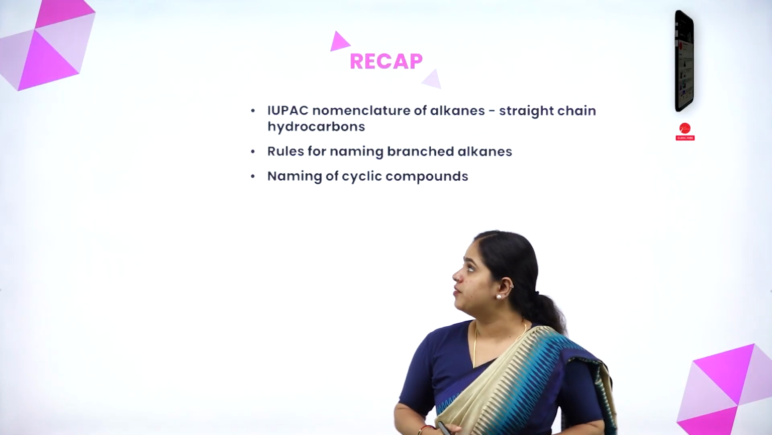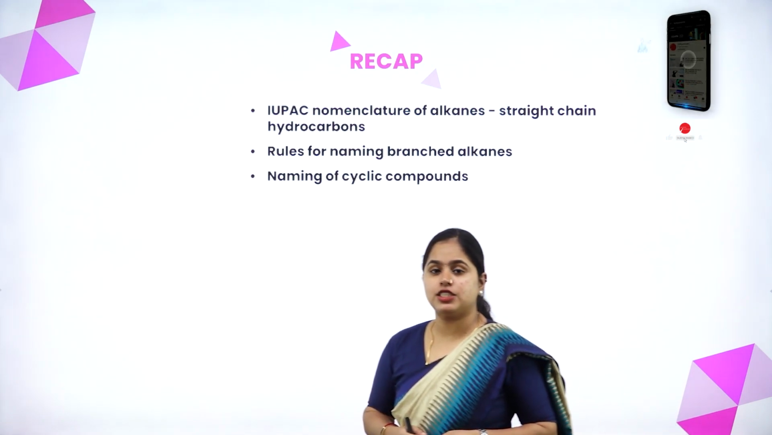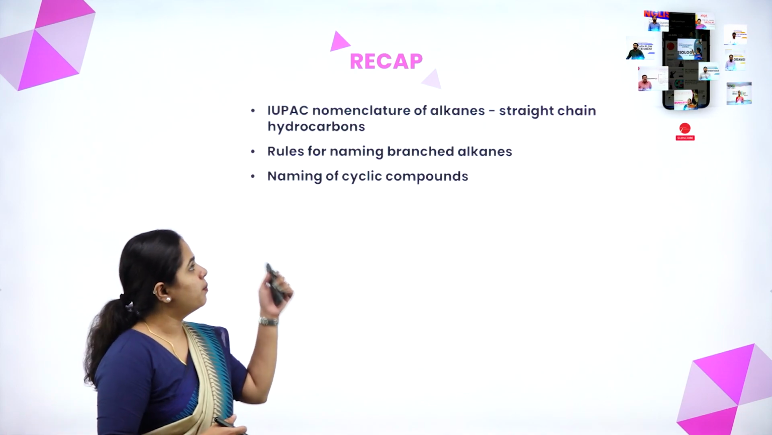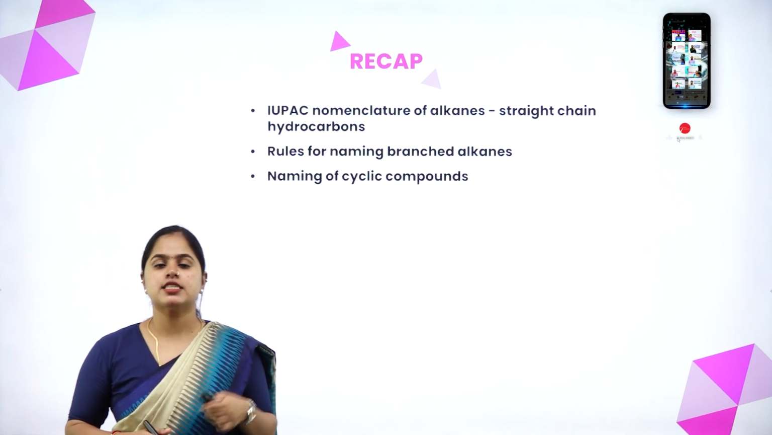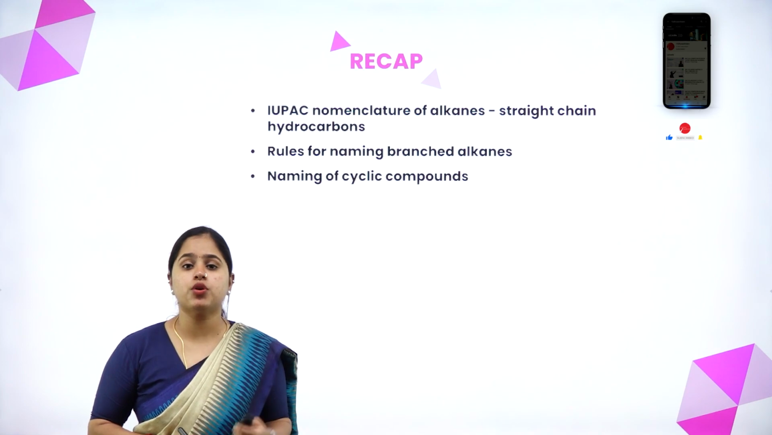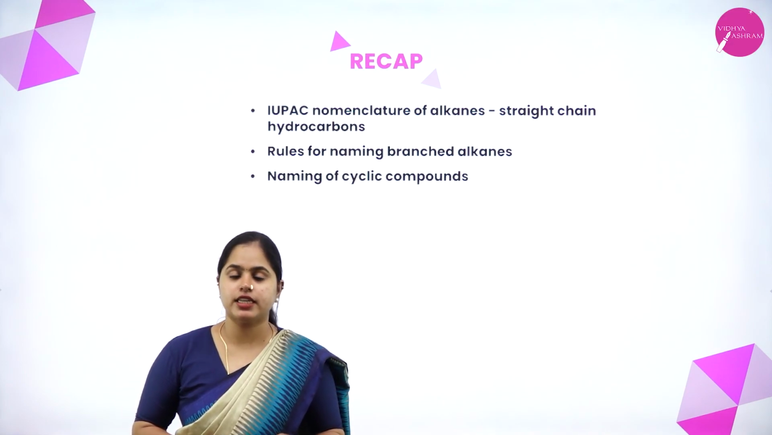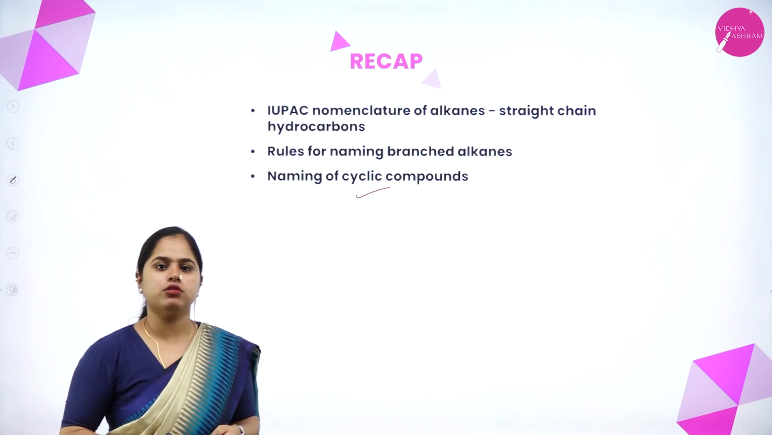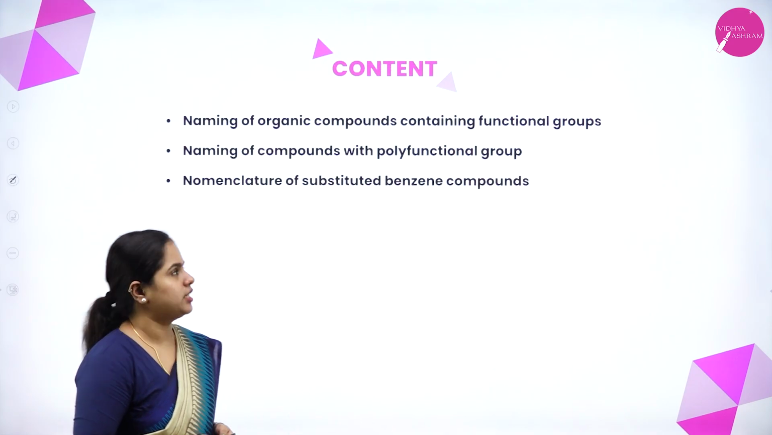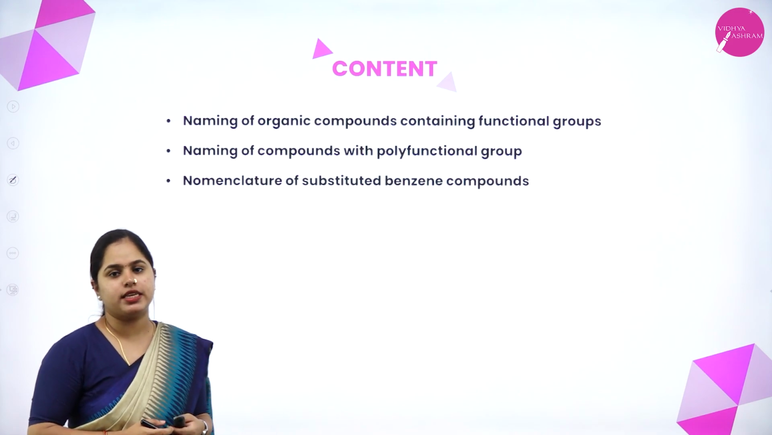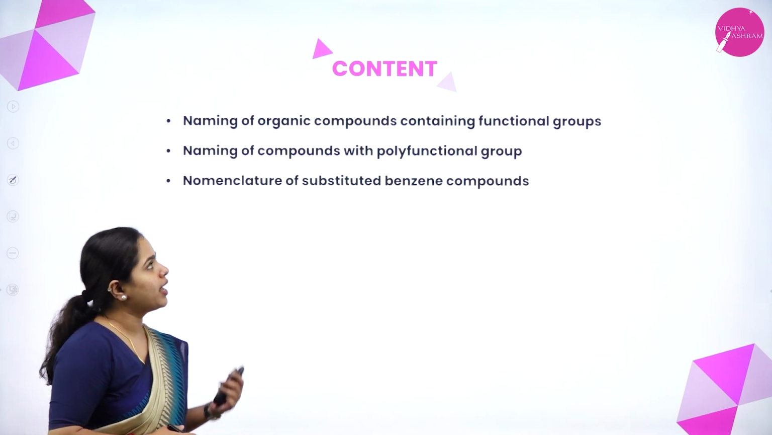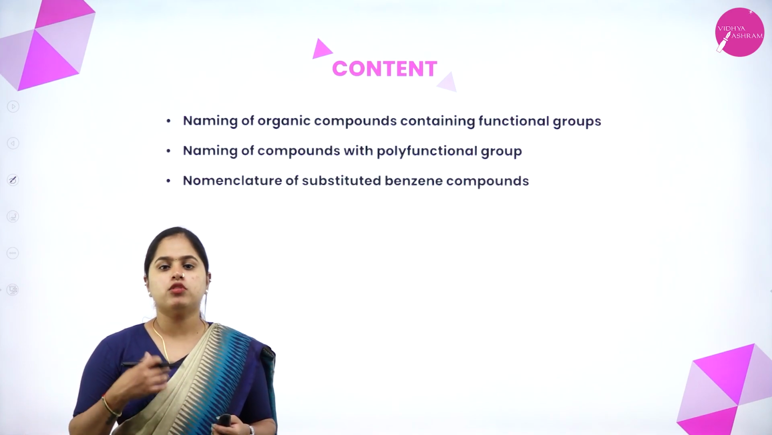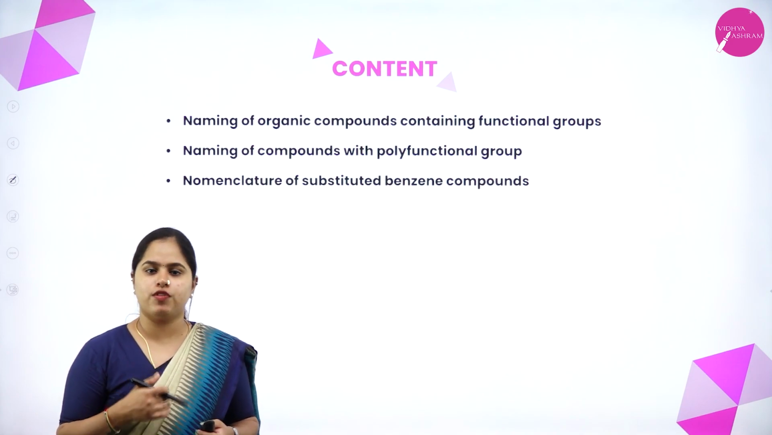So in the last session, we discussed IUPAC nomenclature of alkanes, that is straight chain hydrocarbons as well as branched chain alkanes, right? The different rules with which you have to name the branched chain alkanes we also discussed in the last session, and then the naming of cyclic compounds as well. So in today's session, we are continuing with the IUPAC nomenclature. Now the naming of organic compounds containing functional groups. So when the organic compound also contains functional groups, how would we name it?